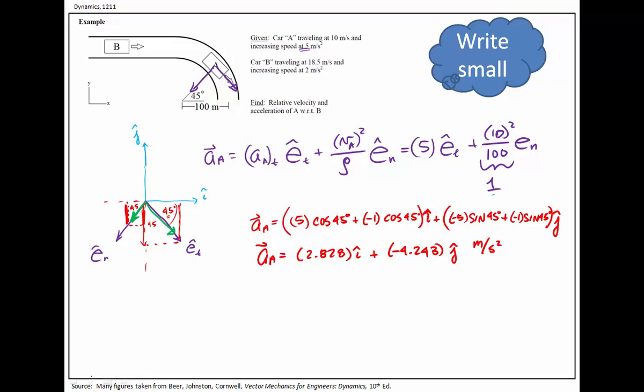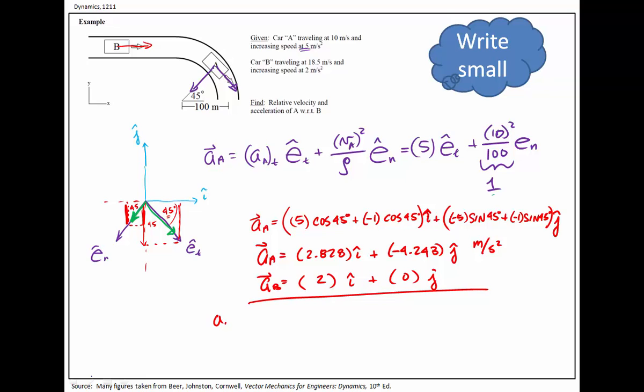Now, that's what we're being asked, the relative acceleration of A with respect to B. So we need the acceleration of B. Well, that's simple because it's traveling only in one direction. It's in the i direction, so it's going to be a positive 2. Yeah, a positive 2, I could just read my paper, plus 0 in the j direction.